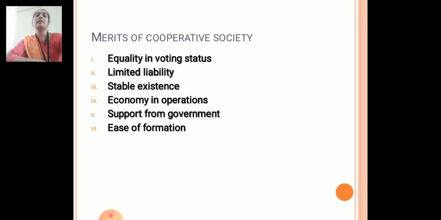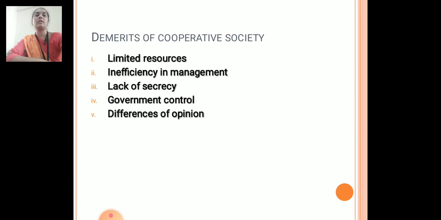It is very economical in operations as it has a democratic character. The capital contribution is done by each and every member, and that will be for the formation of the cooperative society. There is support from the government by giving subsidies and reduced taxes. Such support is given by the government to the cooperative society, and it is very easy to form. There are fewer legal formalities involved in the formation of the cooperative society.